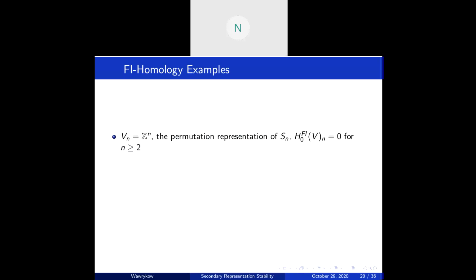Well, in the first example of an FI-module, where V_n is Z^n, the permutation representation of S_n, all of these zeroth FI homology groups for n greater than 2 are going to be 0. This basically says nothing new happens under the sun. The only two representations you're going to get in the V_n case are the trivial representation and the standard representation, because those make up the permutation representation. And the two of them are there from the first stage on.